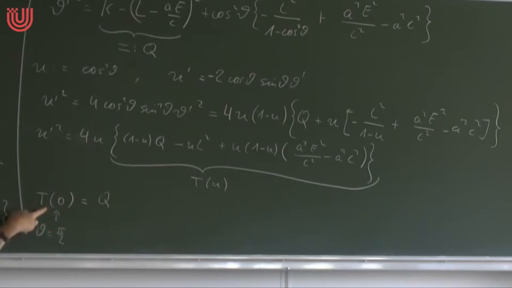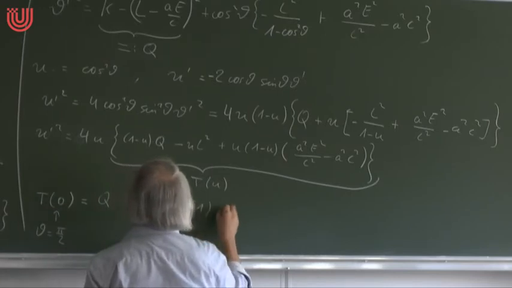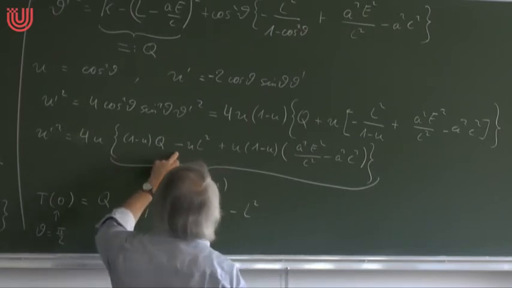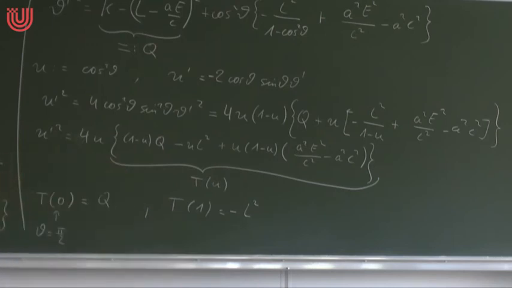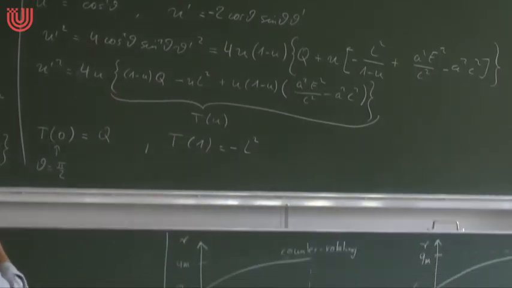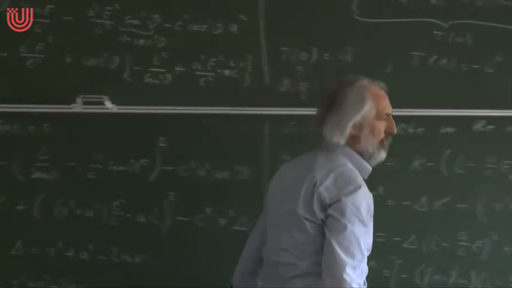T is defined on the interval 0 to 1, right? The argument u is cosine squared of theta. This can take values between 0 and 1. So it begins with the value of Q, and it ends at T of 1. What is this? This is 0, minus L squared, and this is 0. So it ends at minus L squared. And yes, we can discuss the possibilities now, which give us the three types of orbits I want to discuss.